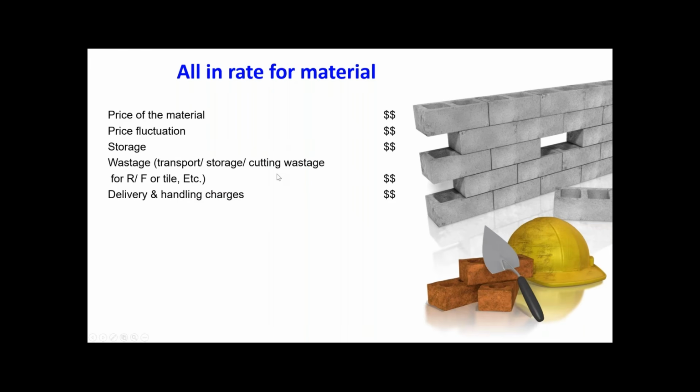So delivery and handling charges. Now, when you bought the material, you have to transport it. So that transportation, and you have to store the material, so you have to load and unload. You have to unload and store in the storeroom. Again, when you want to ship the material to the workplace, then you have to take the material from the store, unloading and loading in the vehicle. Then you have to transport to the site. So all these costs should be included. So all together we call it all-in rate for material.